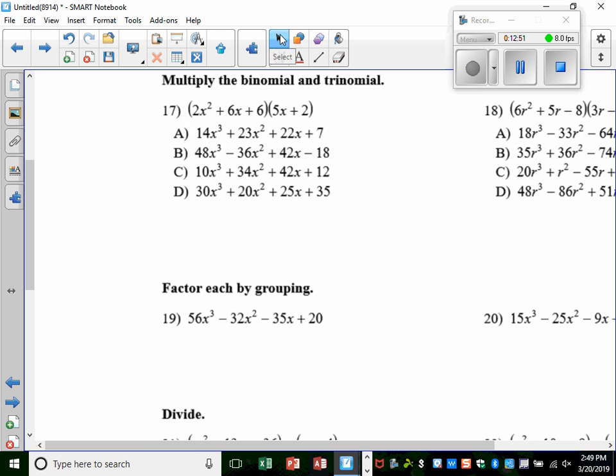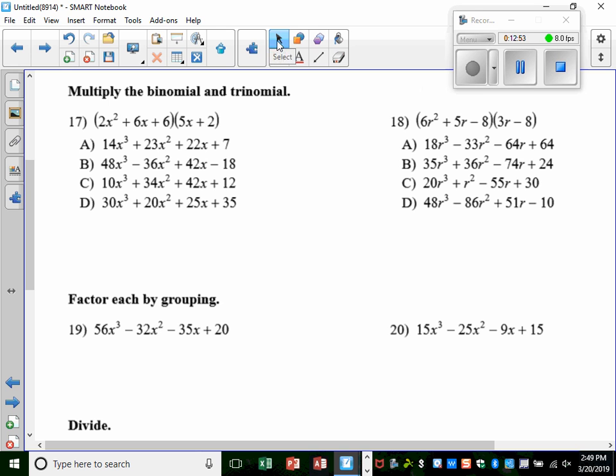All right, so 2x squared times 5x will give me what? 10x to the what power? Third. Now I already know that the answer has to be C, just because that's the only one with 10x to the third, but you got to show the work on the test, all right? So just to let you know.